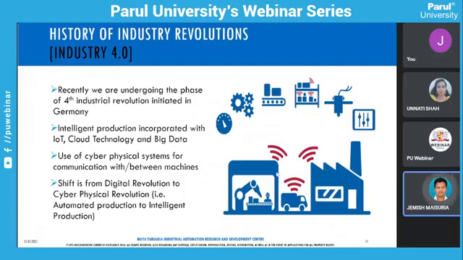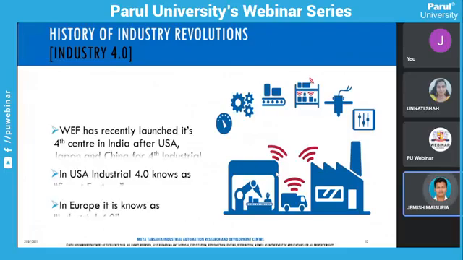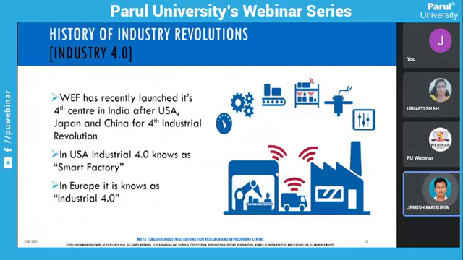Okay, and that shift or revolution is nothing but what? From digital revolution to cyber physical revolution, which will produce automated intelligent production. Okay, and then after, yeah, the World Economic Forum has just launched a fourth center in our India for this automation or fourth revolution. It was first in USA, then Japan, and then after in China, and now it is in our India. That is the fourth center.